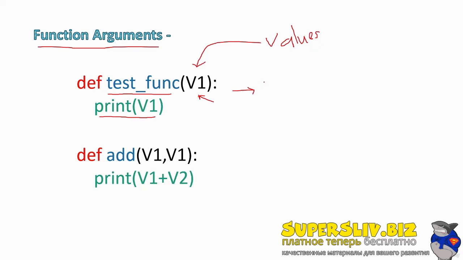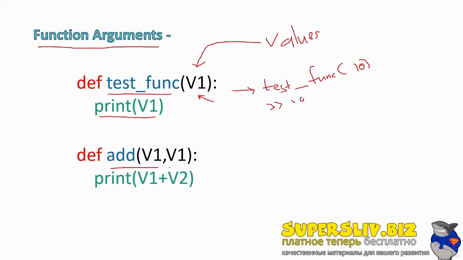To run this function, we have to specify the function name, testfunc. Then we can pass any value as an argument. Imagine I am passing the number 10. Then the output will be 10 because this function is printing the argument.